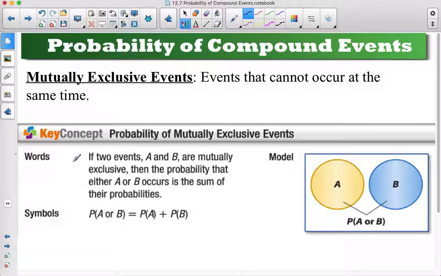So if 2 events, A and B, are mutually exclusive, then the probability of one occurring or the other occurring is just the simple addition of them, because they share nothing in common. There's no overlap. So mutually exclusive means 2 events that do not occur at the same time. Example.